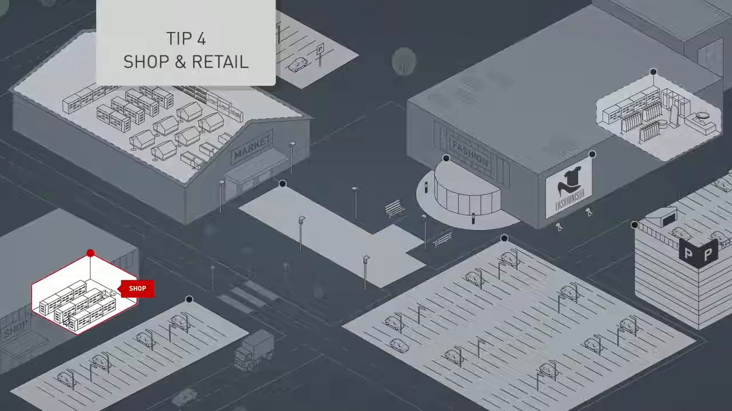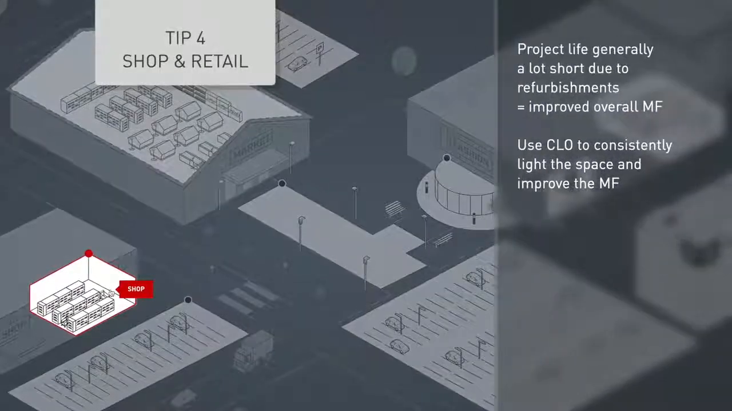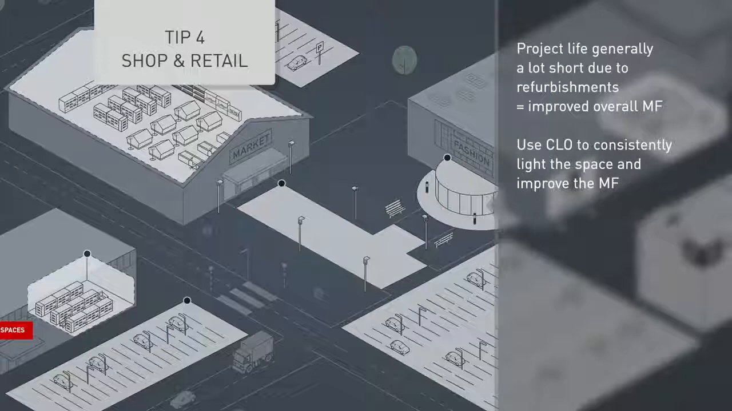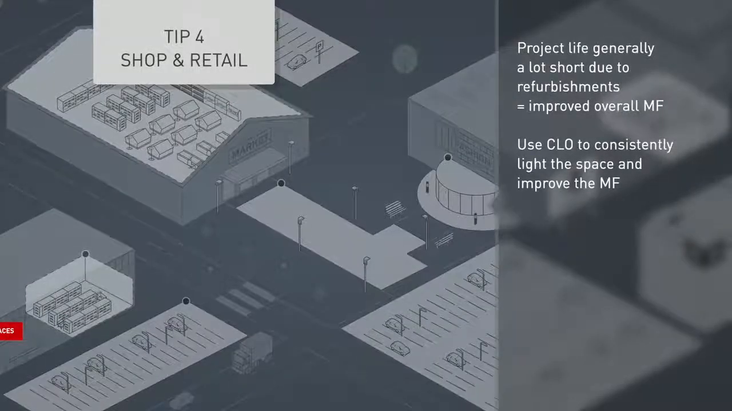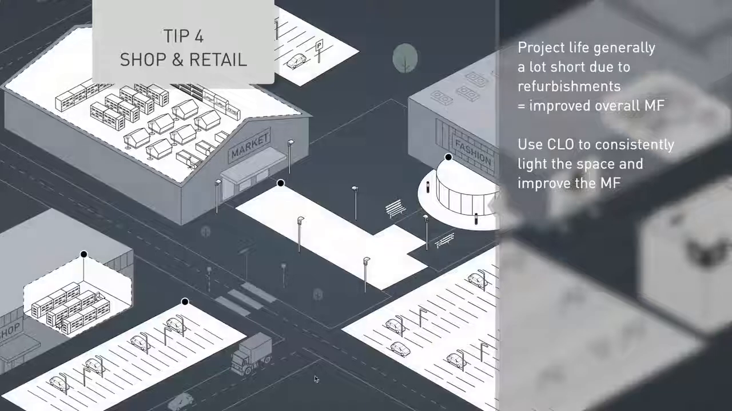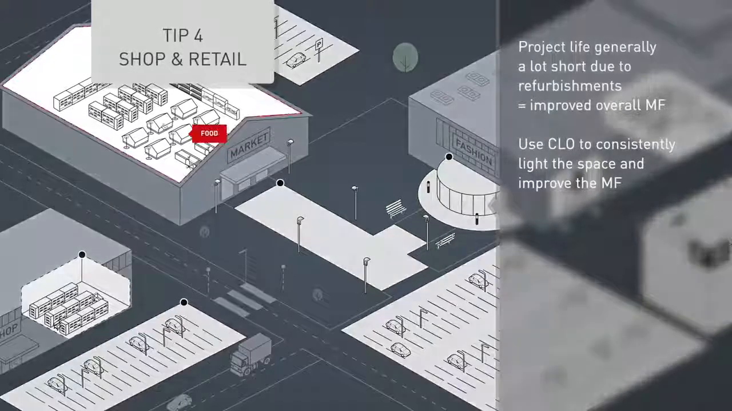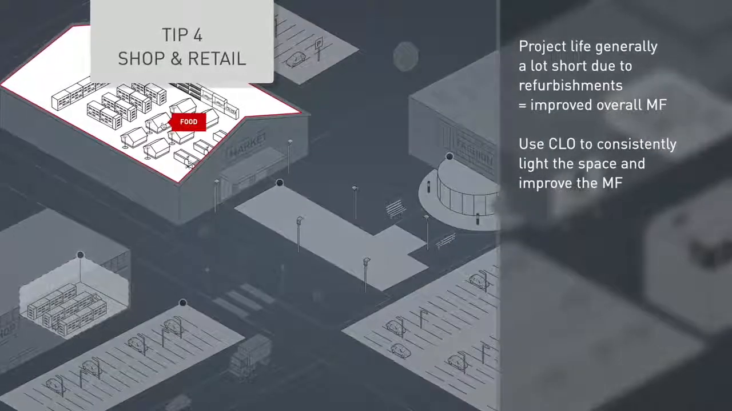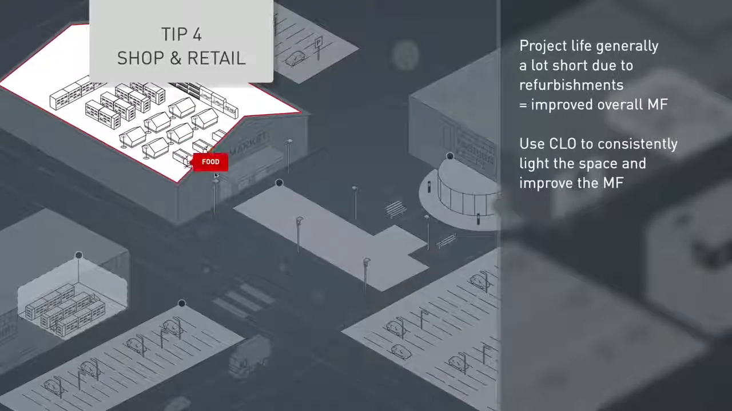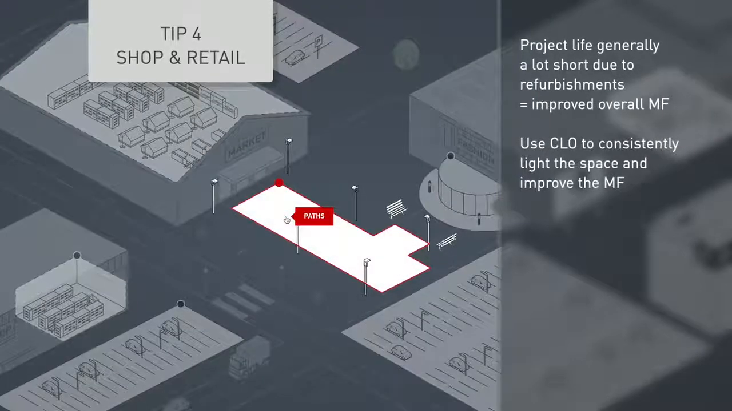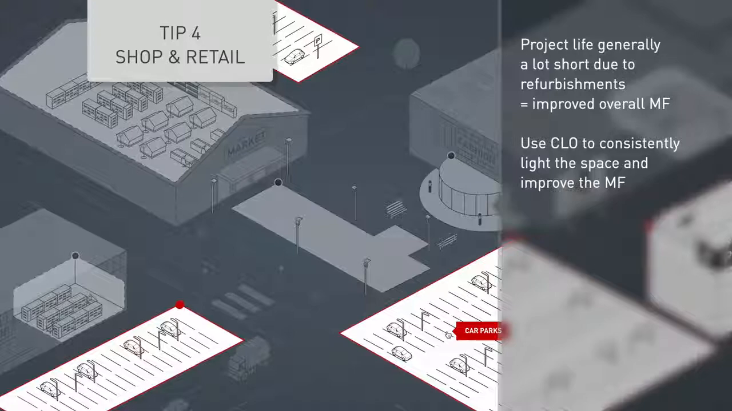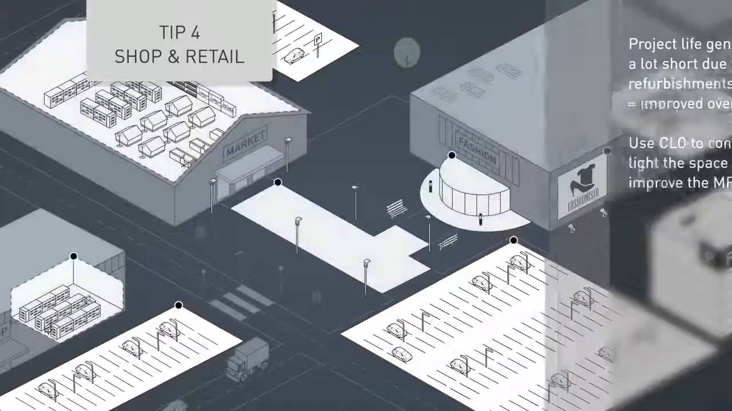Tip 4. Retails, shops, usually a much shorter project life because they want to have their maintenance and refurbishments a lot more often. So take this consideration into your calculation of the maintenance factor, therefore a higher maintenance factor, less overlighting on day one. Again, constant lumen output will really help in this situation as well. Always improving the maintenance factor.